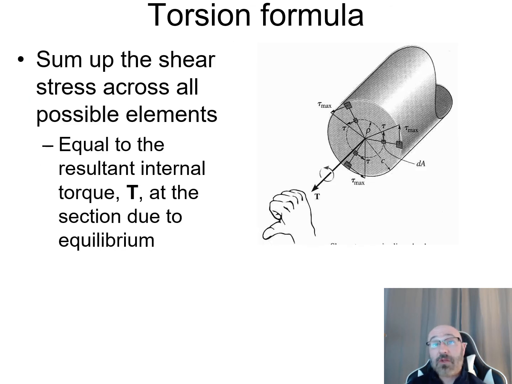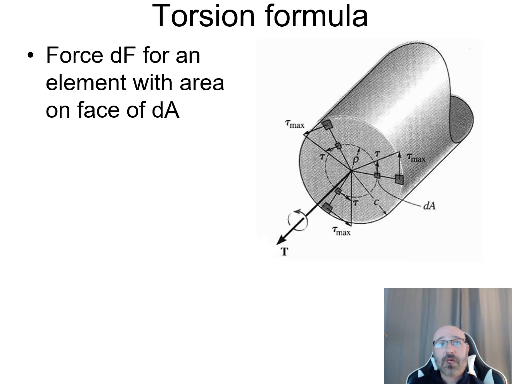Within this, we do want to make sure we pay attention to our right-hand rule, making sure we have our positive axis going out. And what we can do is sum up the shear stresses across all the possible elements. That's going to be important, as we want to consider this at all these different areas of interest. We sum them all up, and this is going to be equal to the resultant of the internal torque, T, at the section due to equilibrium. So we take a look and we can find our force dF for an element of an area with a face right here of our dA.